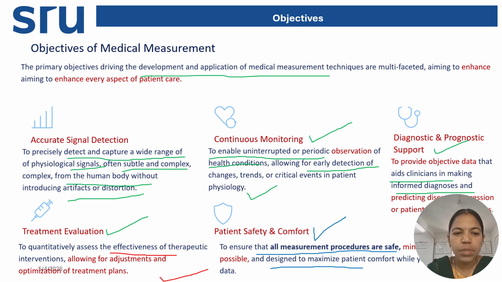So, these are the important objectives. First one, accurate detection. Whenever you are accurately detecting the condition of the patient, then only proper treatment can be given. Then continuous monitoring. Sometimes a patient should be monitored for a longer duration to come to a conclusion. Then diagnosis: based on the data, we can diagnose his condition, and after the treatment evaluation based on the condition of the patient, we can optimize the treatment plan which is suitable for the patient at that age. And finally, safety and comfort of the patient.